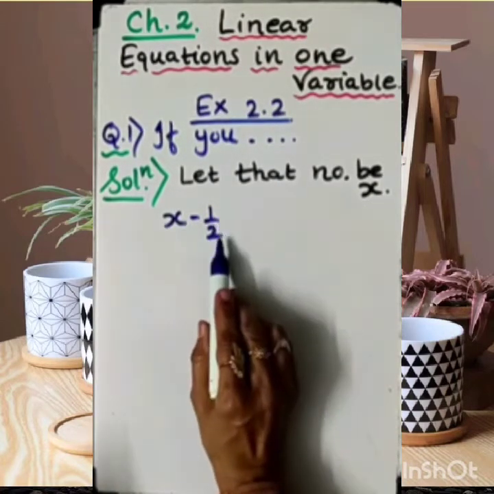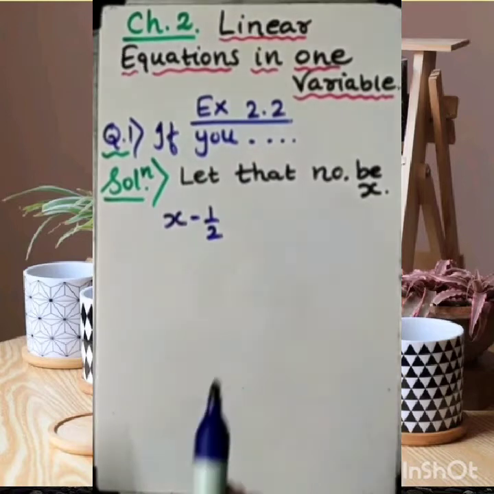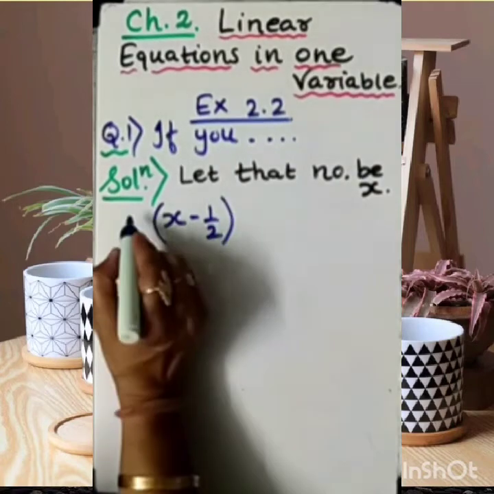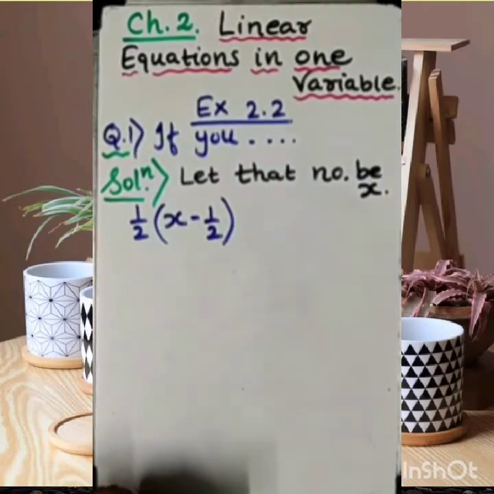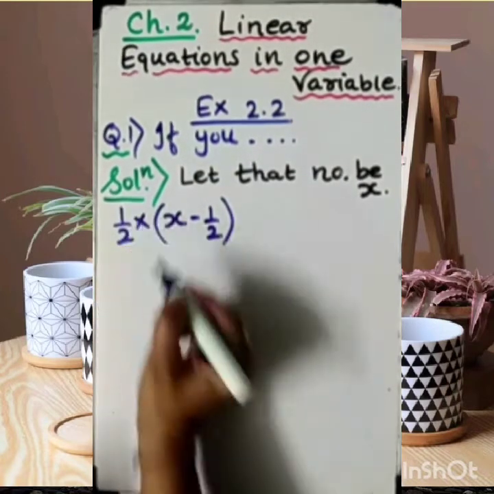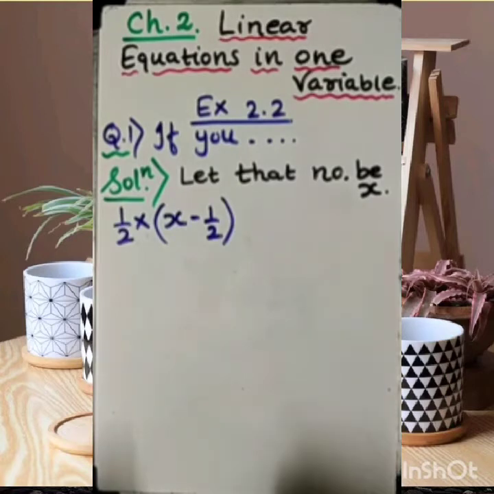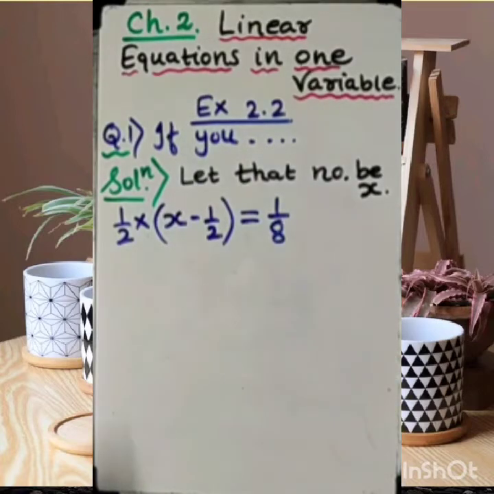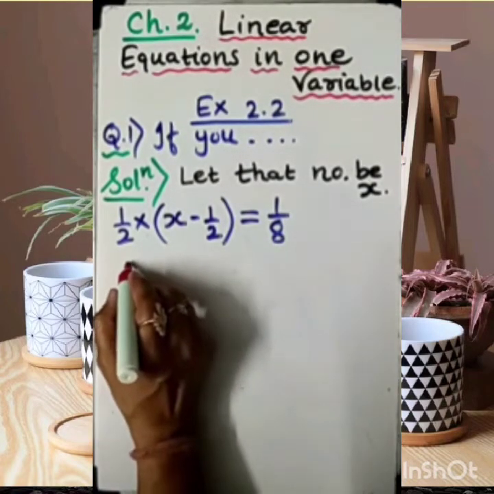We are subtracting 1/2 from a number and multiplying the result by 1/2. It means we are multiplying this whole thing with 1/2, so I am mentioning it here, 1/2 into. Then what will be the result? Equal to the result, it means on the other side we write the result, 1/8. So according to the given detail, this is the equation. Now it depends on us how we are going to simplify.